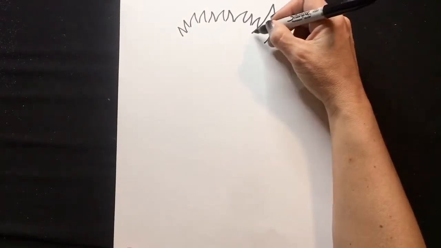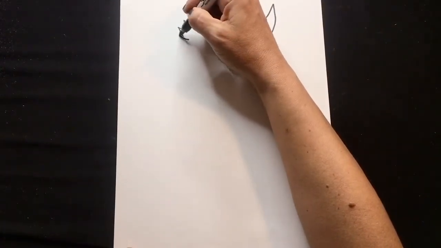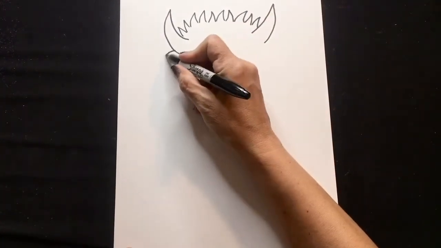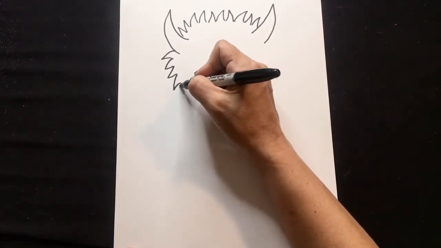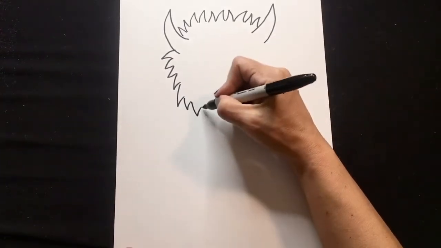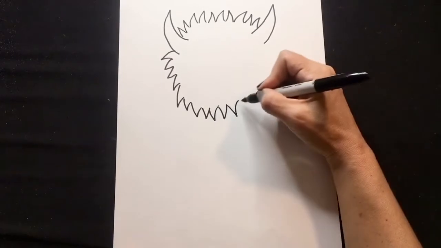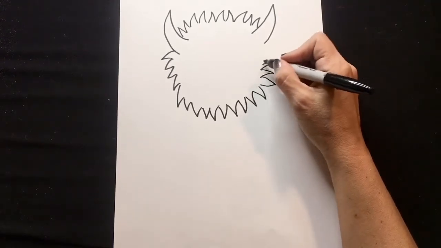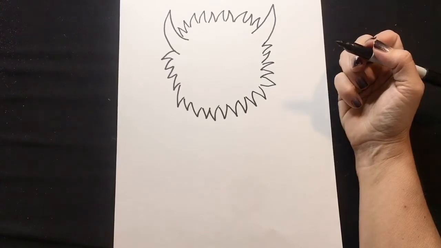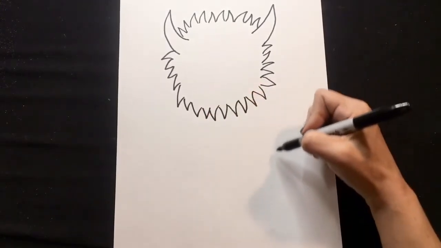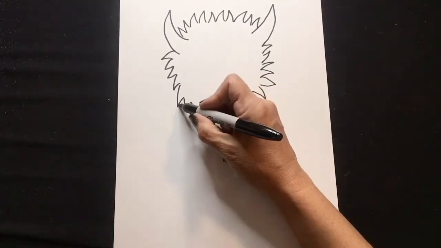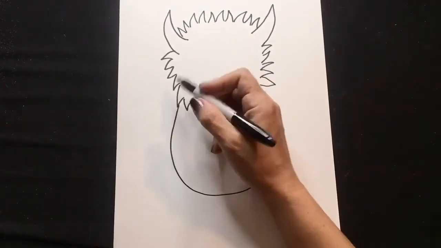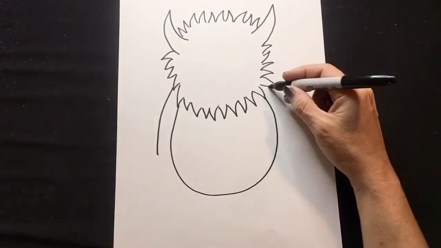Now I'll draw the horns on both sides. Using a large curving U shape, let's draw the body of our wild thing. And now for arms and hands on both sides.